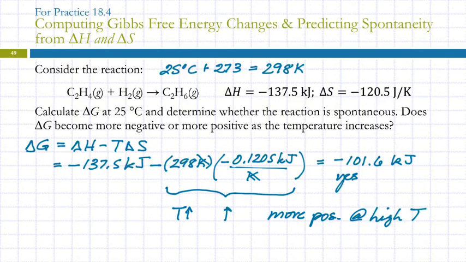What's another way that we could answer this question? We could just stick a different temperature in there. That's what I did. So let's just stick in 1,000, because that would make the math easy. So minus 137.5 minus 1,000 times negative 0.1205. This is something that's good to do on a test when you don't trust your brain anymore. And that's giving me minus 17. So that's becoming less negative, which is more positive.